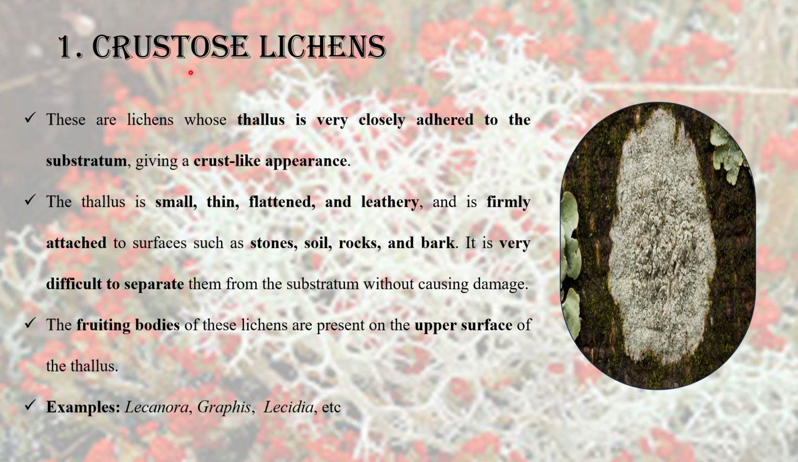First, we see crustose lichens. These are lichens whose thallus is very closely adhered to the substratum, giving a crust-like appearance. It is small, thin, flattened, and leathery, attached to surfaces such as stone, soil, rocks, and bark. It is very difficult to separate from the substrate. They almost become one with the surface, difficult to remove. Fruiting bodies appear on the upper surface. Examples: Lecanora, Graphis and Lecidea.